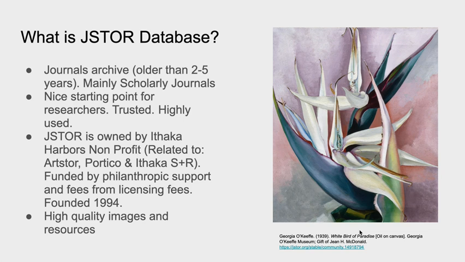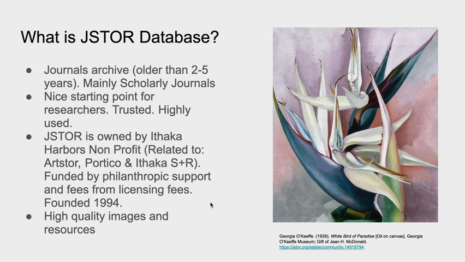JSTOR archives are usually between 2 to 5 years old, but it is very comforting to know most of it is considered scholarly. It is a nice place to start when you're doing research, as it is a trusted and highly used source. JSTOR is owned by Harbor's nonprofit, and it has a lot of really high quality images, which is personally one of my favorite things, to find lovely high quality images and also proper citations.